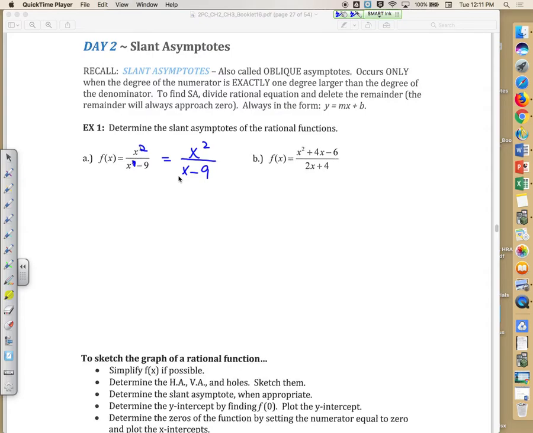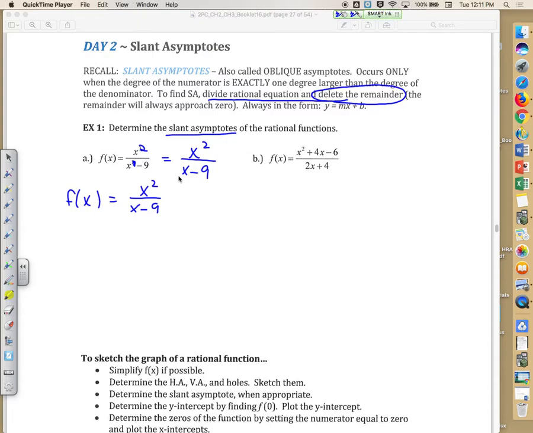So to find the slant asymptotes, we're going to do long division. So we're going to go through and divide. And actually the problems that you have, you'll be able to use synthetic division. We'll divide that equation, and then we're going to delete the remainder. The reason why we delete the remainder is the remainder actually gets really close to 0 very quickly, so we can just kind of ignore it. So this is my function, x squared over x minus 9, because we changed the problem. And we're going to do synthetic division.